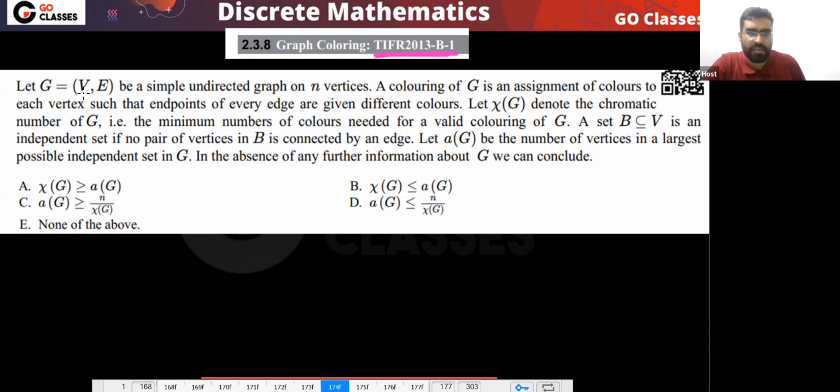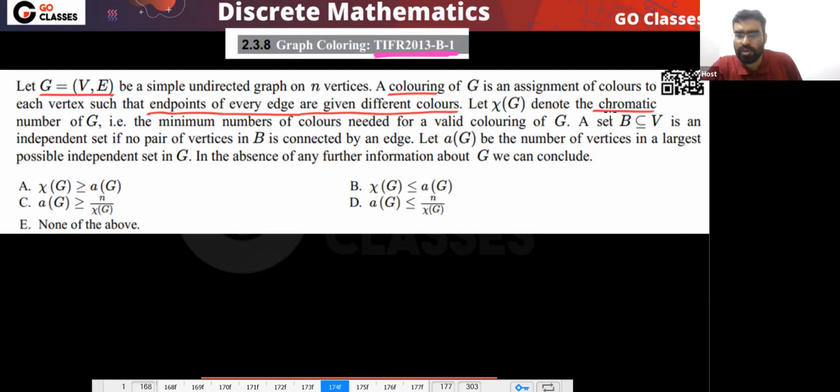What is this question saying? There is an undirected simple graph on n vertices. The definition of coloring is given. Coloring is an assignment of colors to each vertex such that the endpoints of every edge have different colors. If you have some edge, then its endpoints must have different colors. This is the definition of coloring.